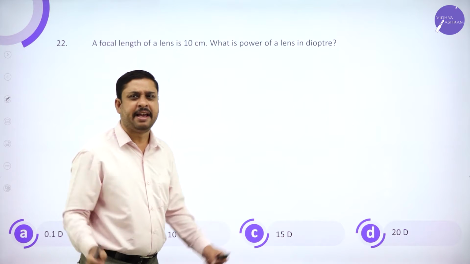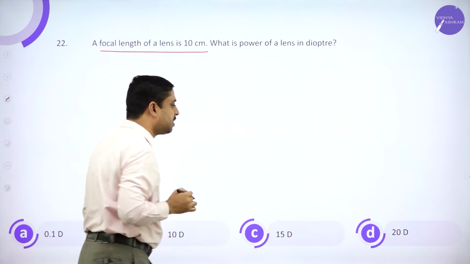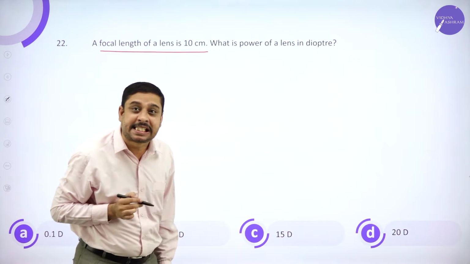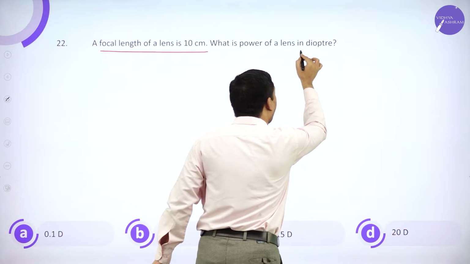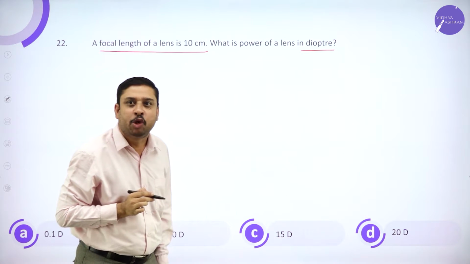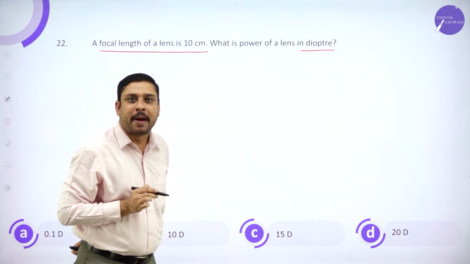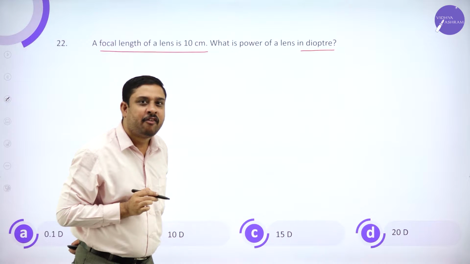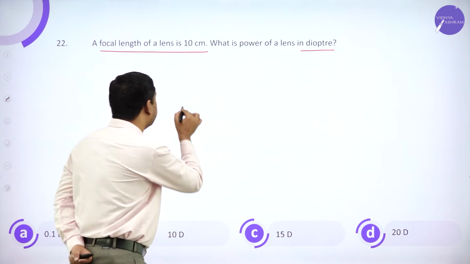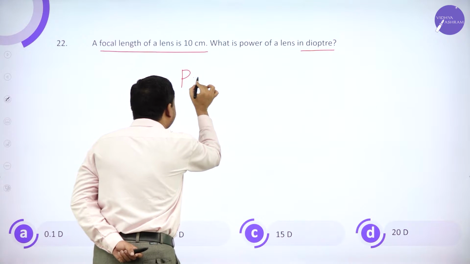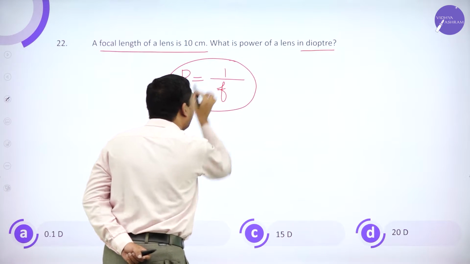Next one. Very direct, very simple question. The focal length of a lens is 10 centimeter. Find the power of the lens in diopter. The SI unit for power is diopter. So my dear students, how is focal length related to power? They are inversely related. So power is equal to 1 by f. This relation is worth 1 mark.